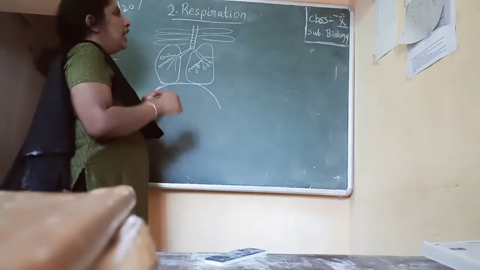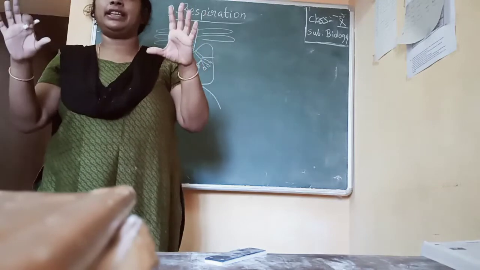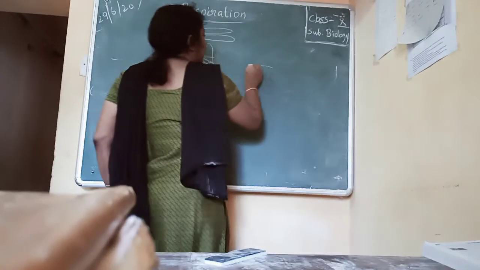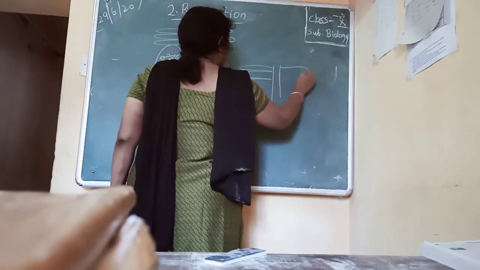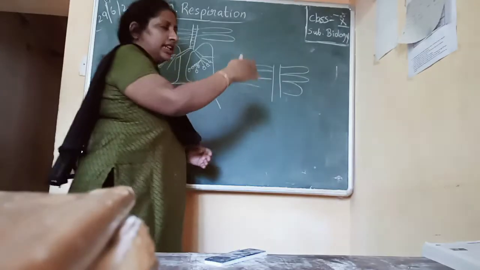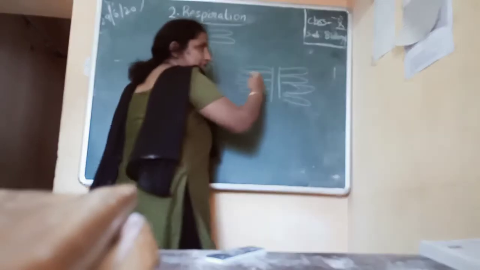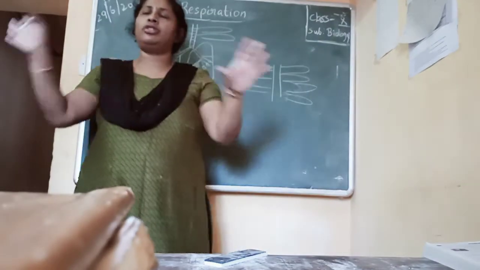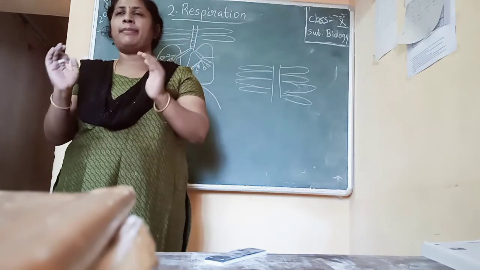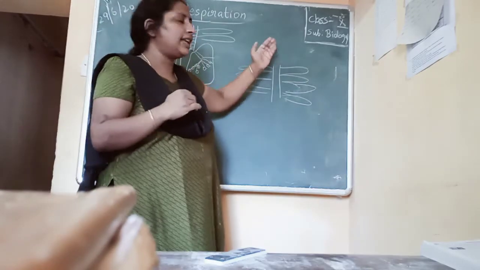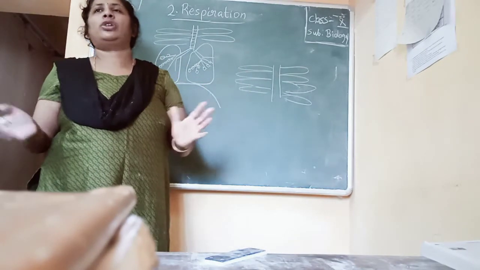If you remove the lungs and imagine only the rib cage, how will it be? This is our rib cage. On the back side of the rib cage you have the lungs. Imagine now you don't have the lungs. There will be some empty space behind the rib cage. That space is called the thoracic cavity.